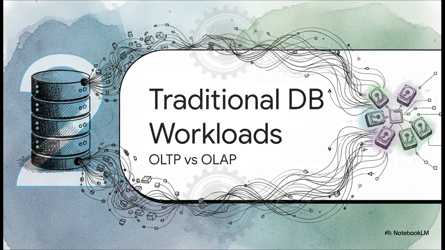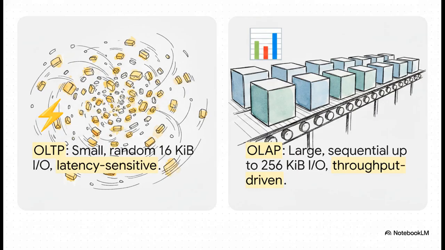Section 2. Traditional database workload profiles. Before we can really grasp the chaos of virtualization, we've got to understand how dedicated applications normally behave. Let's look at a classic comparison. Online transaction processing, or OLTP, versus online analytical processing, OLAP. OLTP systems, like your core business databases, are incredibly transactional. Think rapid-fire, small, random I/O operations, usually around 16 kilobytes, and they are super latency sensitive. Even a microsecond's delay can ruin the user experience.